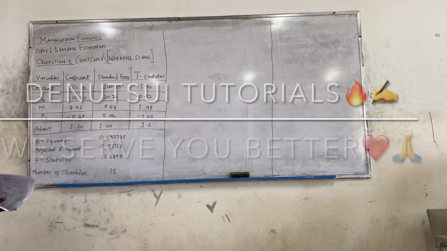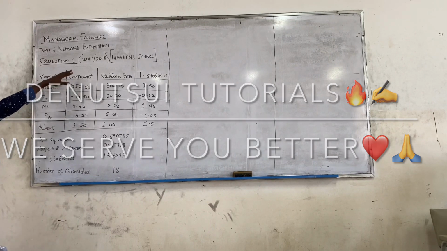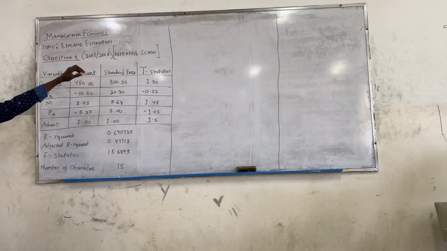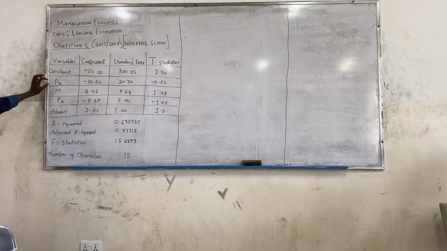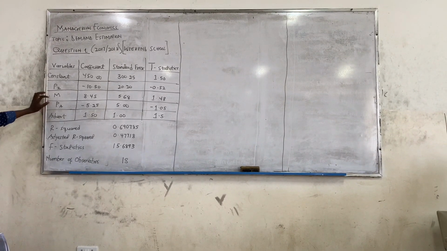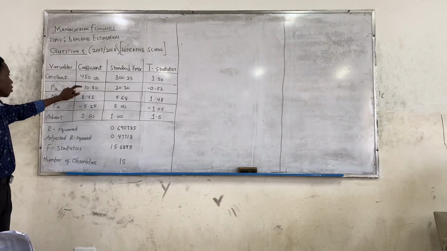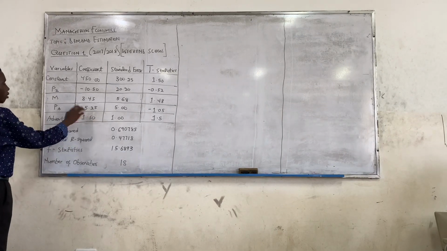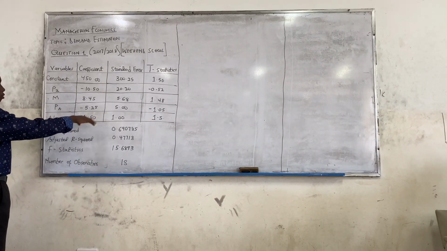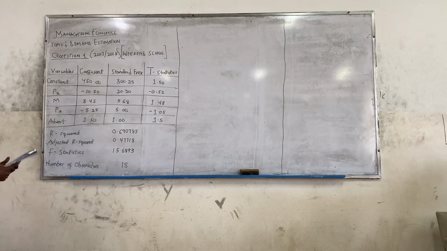So we are starting with a question on demand estimation. This question is actually a past question, 2017-2018, with the weekend school. The variables we were given are constant, PZ, M, PA, advert, with coefficients 450, minus 10.50, 8.45, minus 5.25, 1.5. So this was the table being given. So let's start with the question.